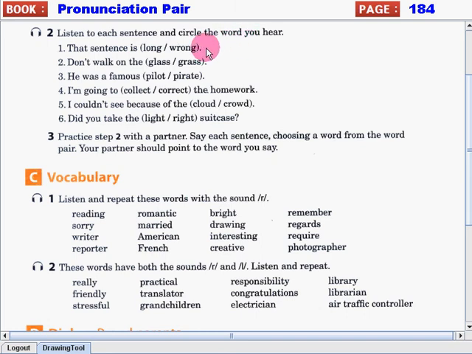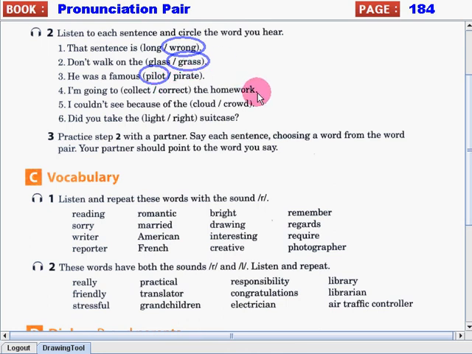Let's begin. Number 1. That sentence is wrong. Wow, very good. The word is wrong. Number 2. Don't walk on the grass. Great. The word is grass. 3. He was a famous pilot. Way to go. The word is pilot.